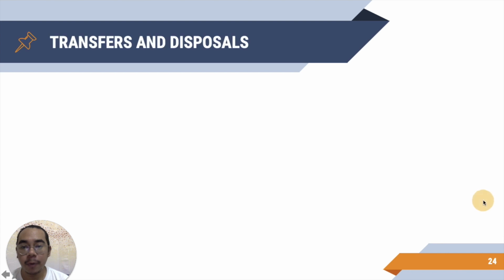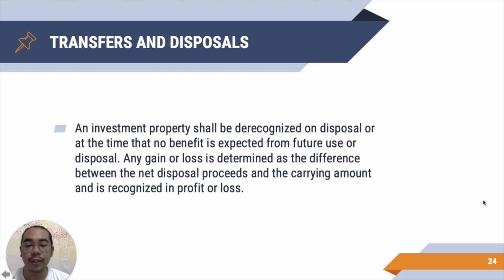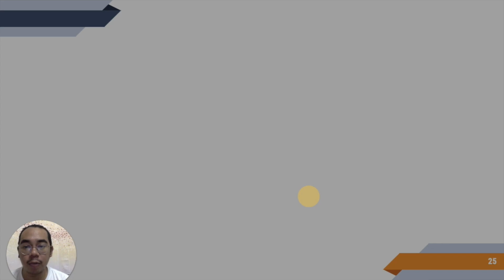Finally, for disposal, an investment property shall be derecognized on disposal or at the time that no benefit is expected from future use or disposal. Any gain or loss is determined as the difference between the net disposal proceeds and the carrying amount and is recognized in profit or loss. The same as sa PPE, the same as sa intangible assets. So, I think that would be all for today, and that's all for investment property in accordance with PAS 40.